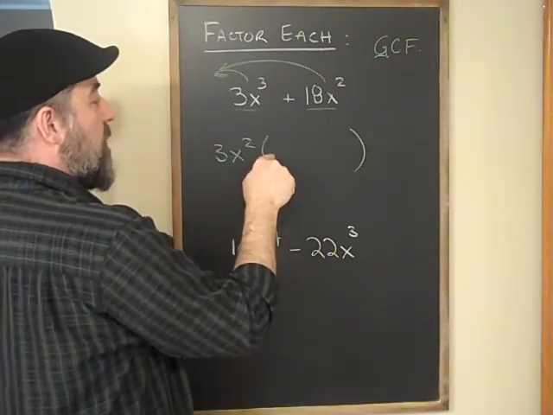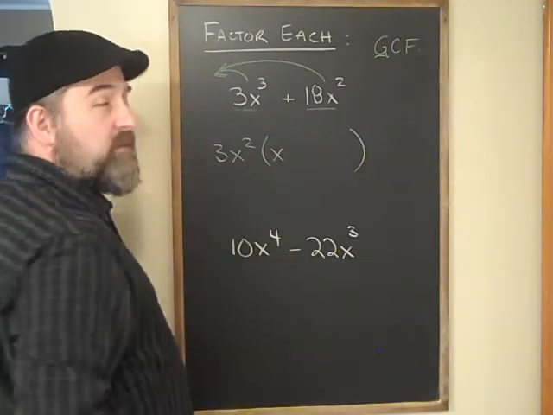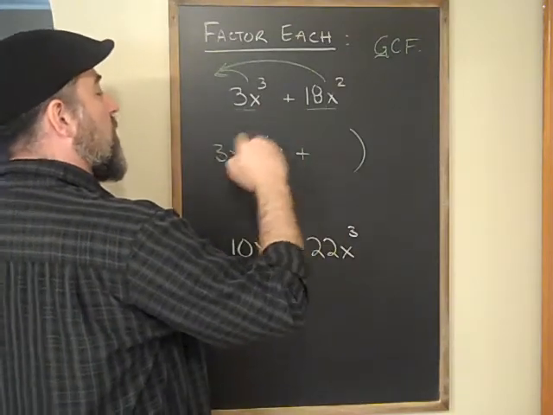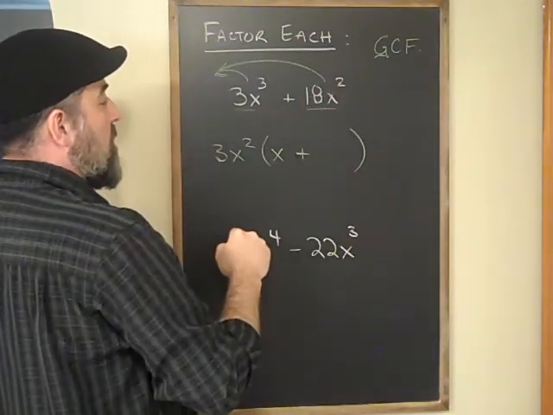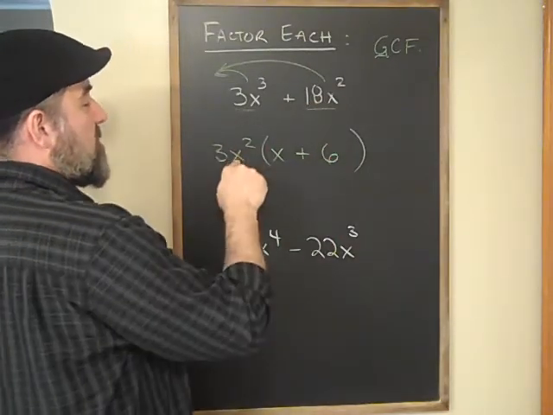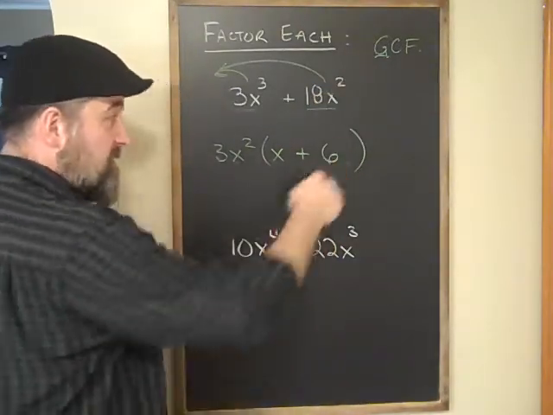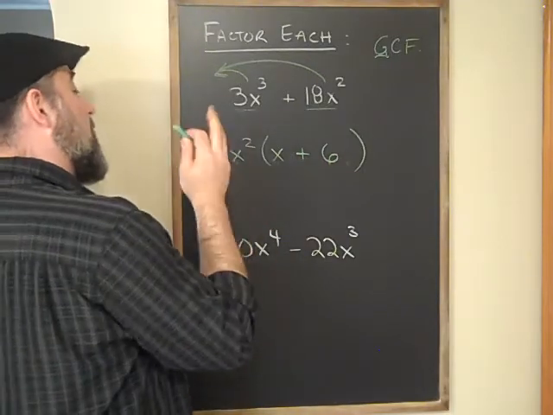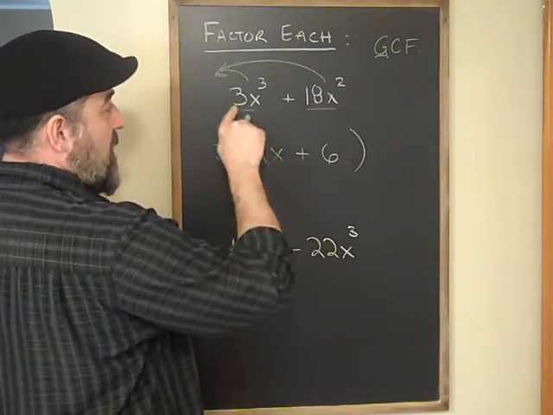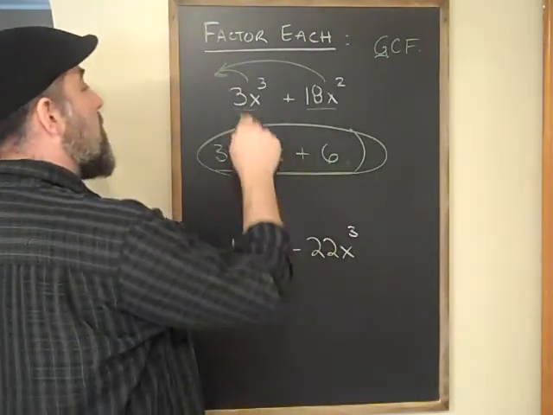Well, you've got the 3 already, so we don't need any numbers. And x squared times what gets us x cubed? X. Plus, now we have to figure out what do we multiply 3x squared by to get this term? Well, 3 times what gets us 18? 3 times 6. And x squared gets us the x squared. We don't need any other x's in our factor there. So, if you want to check your answer, take this and distribute and see if you end up with that, and we do. That's how we know this is the factored form of that polynomial.